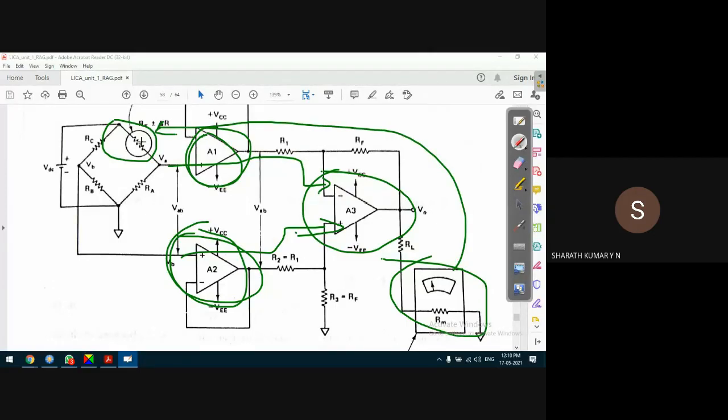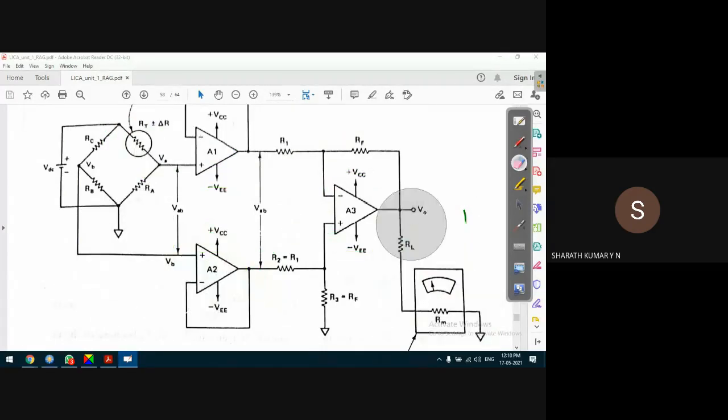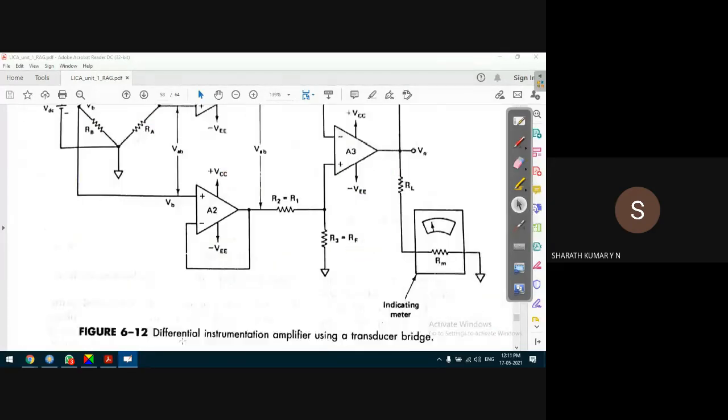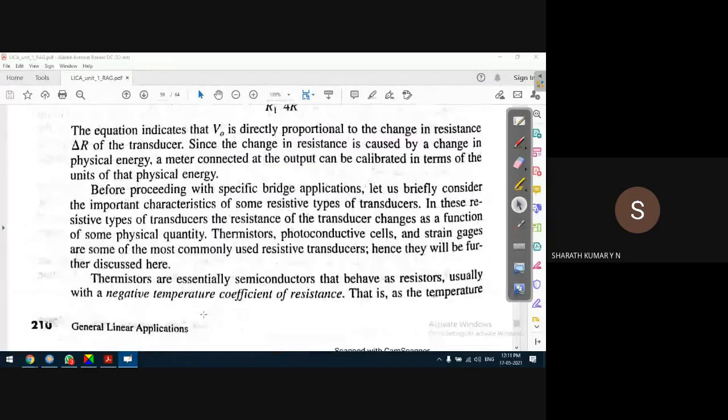So our concern is that this transducer should not be affected because of the additional circuitry connected to the measuring device. Okay, so that's the basic idea. That's called a loading effect. So that's why we are making use of the voltage follower circuit.